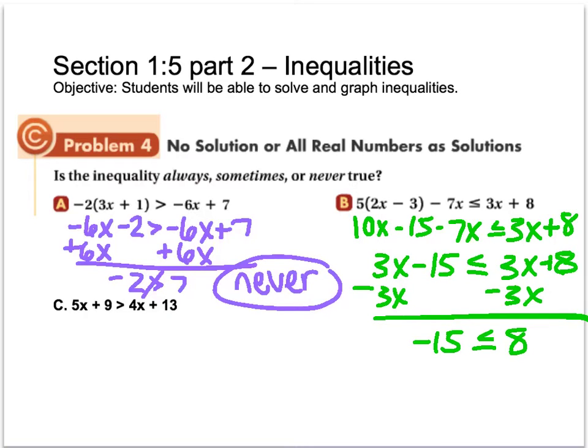Is that a true statement? Yes, that's a true statement. A negative is less than or equal to 8? Yeah. Because we're saying, is it less than or equal to? It doesn't have to be both. Yes, -15 is definitely less than 8. That's a true statement. So you are always going to have an answer here.